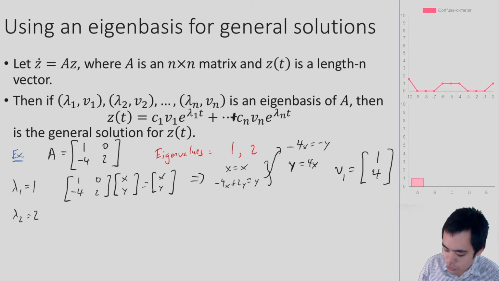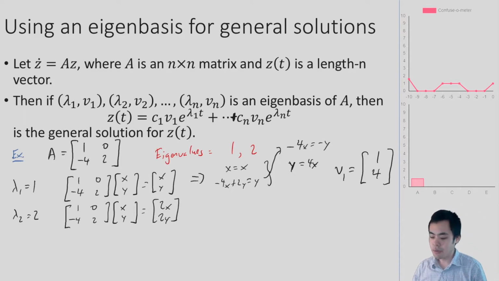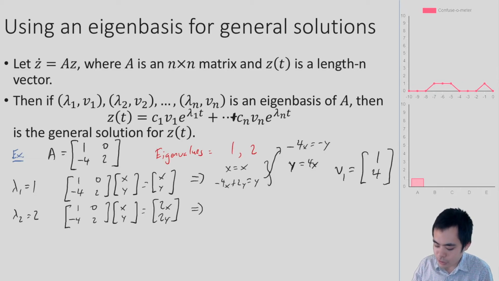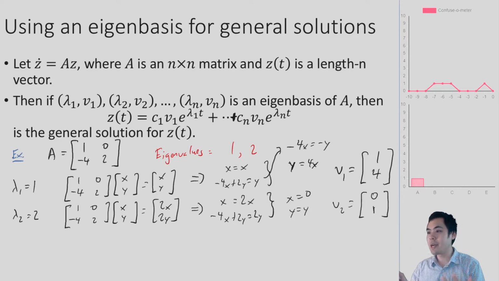Lambda 2 is equal to 2. So we have the same matrix, but instead we have some vector xy, where if you multiply it, you get 2x, 2y, because that's our eigenvalue. And so we need to solve this as well. You get x is equal to 2x, and minus 4x plus 2y is equal to 2y. When you solve these, you end up getting that x is equal to 0, and y is equal to y, which doesn't mean anything. So v2 is then equal to x is equal to 0, and y can be anything. So it's 0, 1.